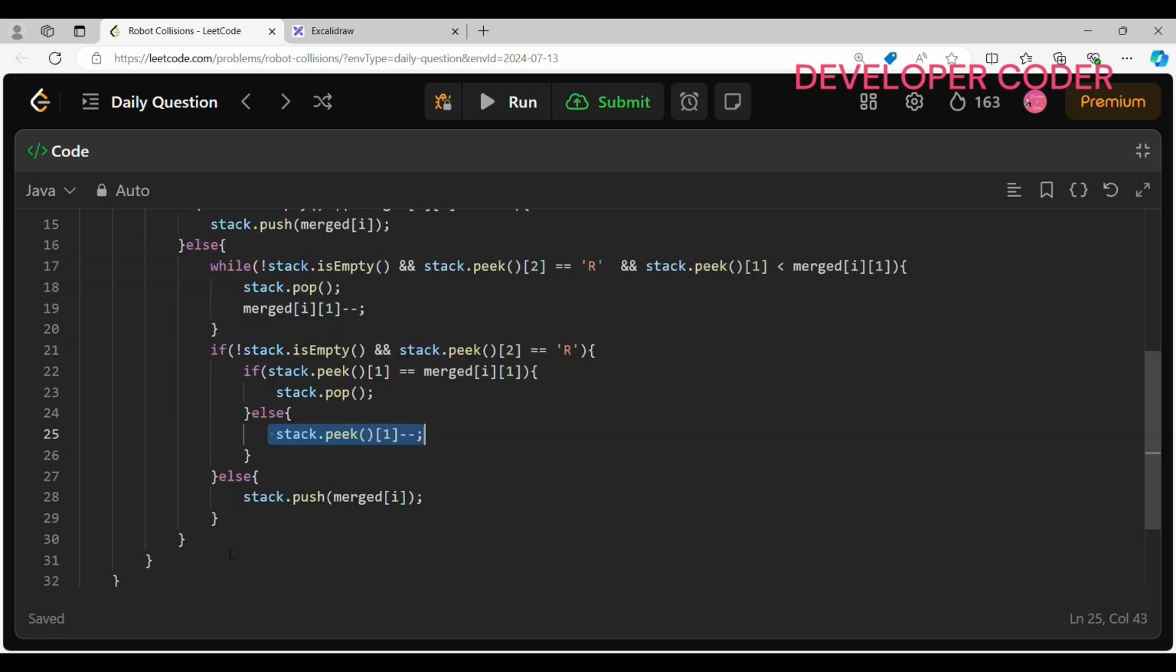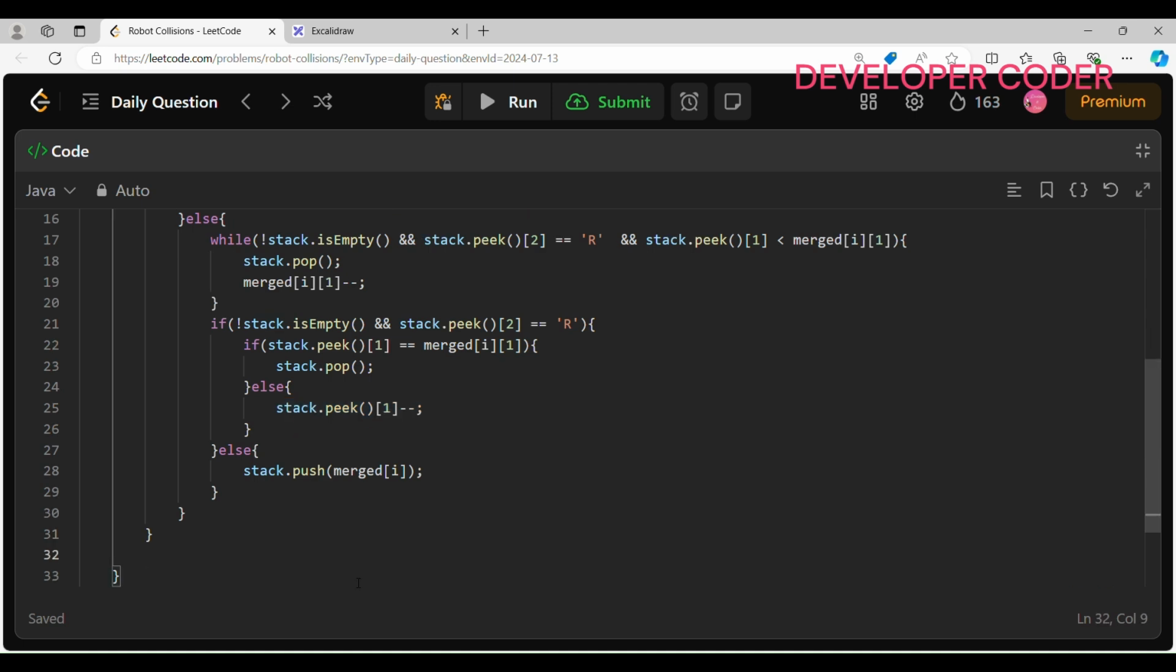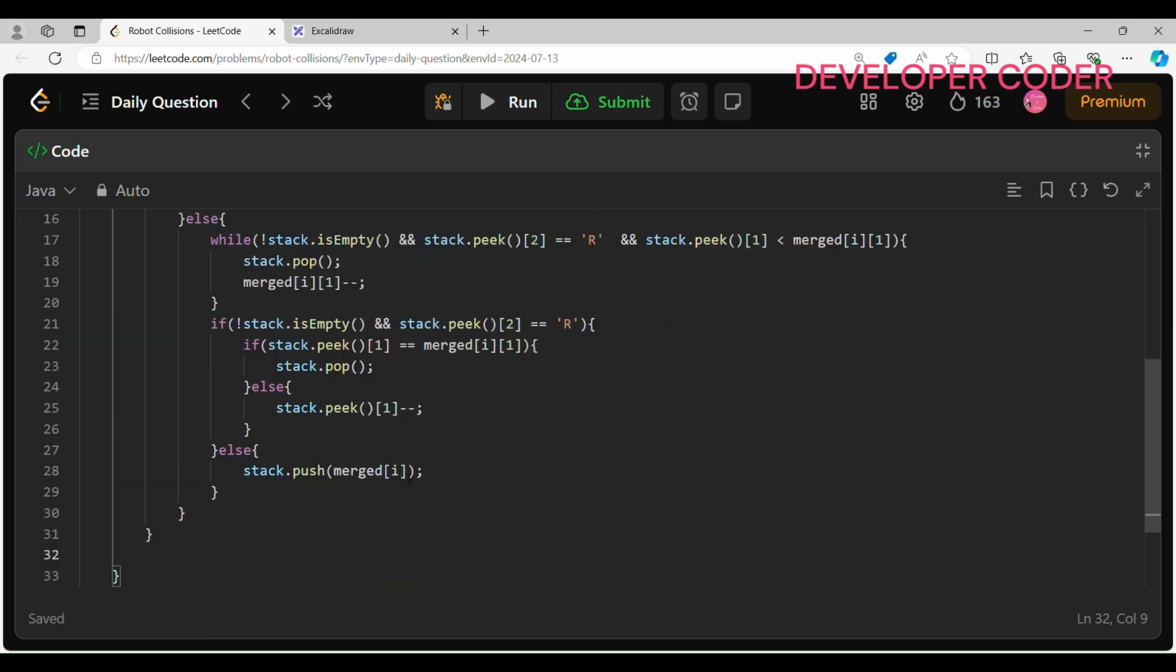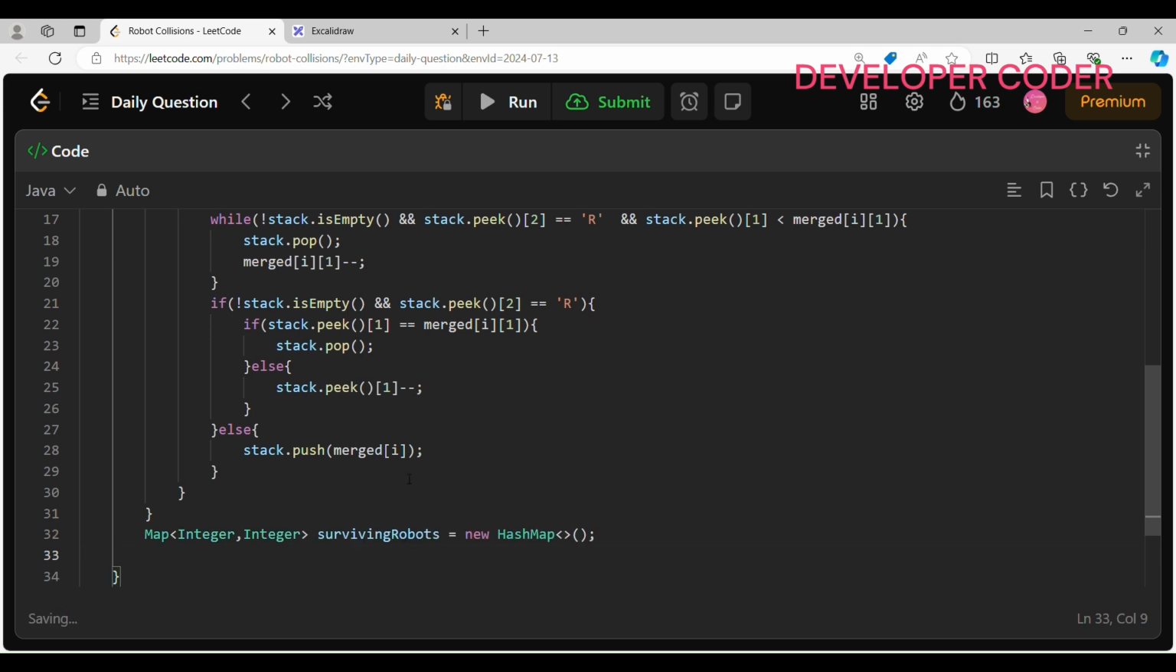Then in the end I have to collect the surviving robots' health in the original order. So now I'm going to write here, create one map, let's name it surviving robots. Now iterate over all the stack one by one. So I'm going to create one robot array, and I'm going to use a for each loop.